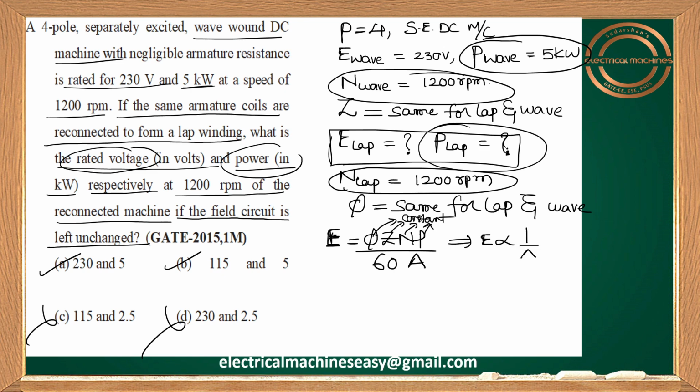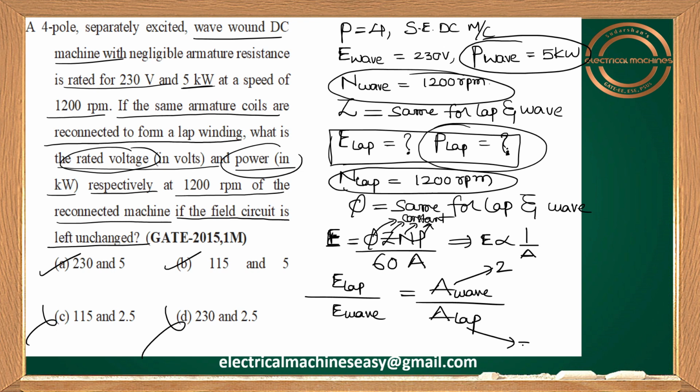Now obviously E is proportional to 1 by the number of parallel paths. So E lap by E wave is equal to A wave, the number of parallel paths in wave winding, by A lap, the number of parallel paths in lap winding. I already told you the number of parallel paths in wave winding is equal to 2. The number of parallel paths in lap winding is equal to the number of poles, which he has given as 4 in this question. Please refer to lap winding and wave winding, where I told you the number of parallel paths for wave winding is 2. So what's your answer?